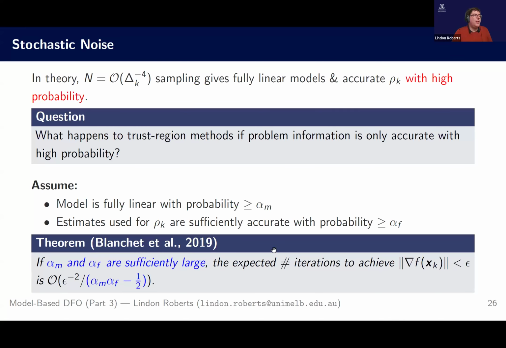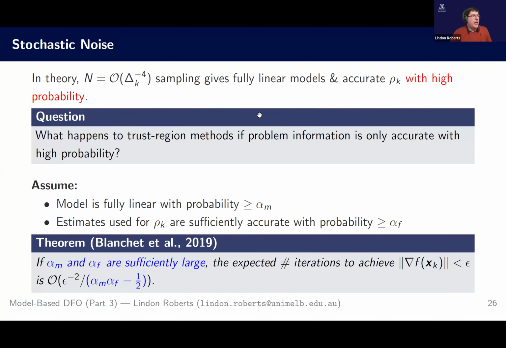If you do that, then you can measure the expected number of iterations required to achieve your convergence to any level epsilon. You still get a bound that's order epsilon to the -2, but this does grow in proportion to how small these alpha values are. If the alphas get closer to 1, then you get a faster convergence rate. So this does still work if things are fully linear with some probability, and you can still achieve any accuracy epsilon that you want because you're going to do improved sampling as you converge.